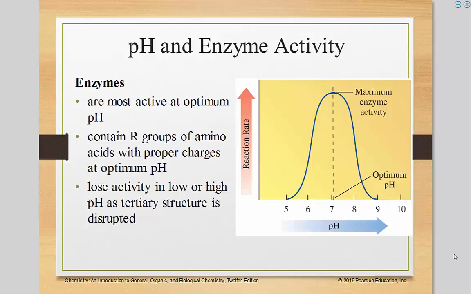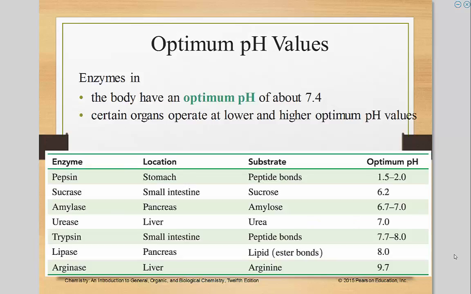Another area is the pH. Once again, there's a specific pH range, and it's not necessarily always neutral. Sometimes enzymes work better in a more acidic environment or a more basic environment. It all depends on what that enzyme is designed for. But if you go beyond that, the ability to do its job decreases.